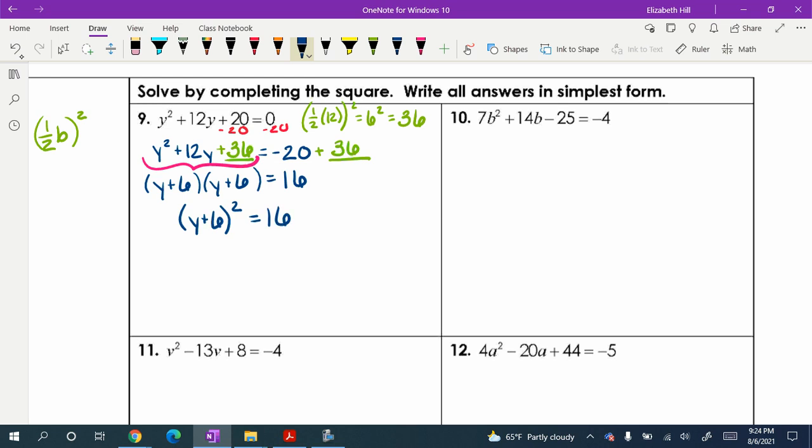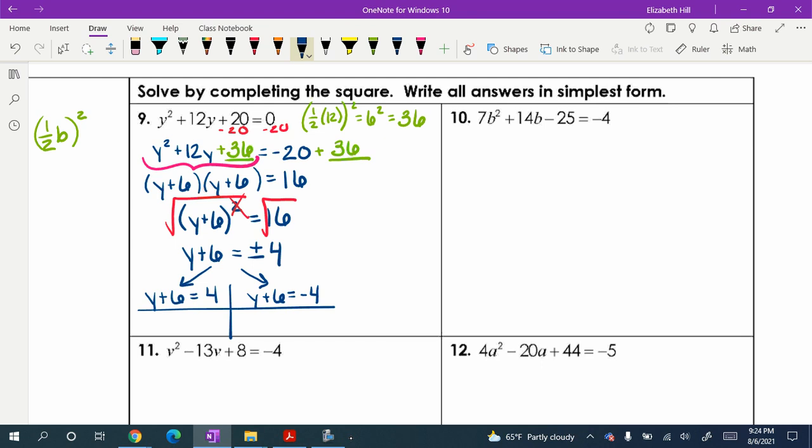This creates a perfect square over on the left, so that now I can take the square root of both sides. That square root will cancel out with the square, leaving us with y plus 6 is equal to plus or minus 4. So we do have to account for two different situations now. y plus 6 is going to equal 4, or y plus 6 is going to equal negative 4.